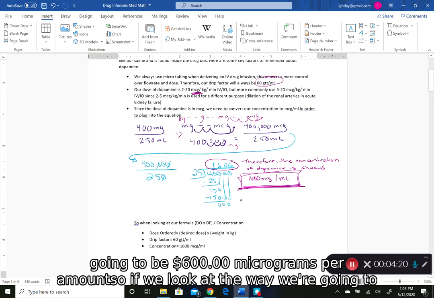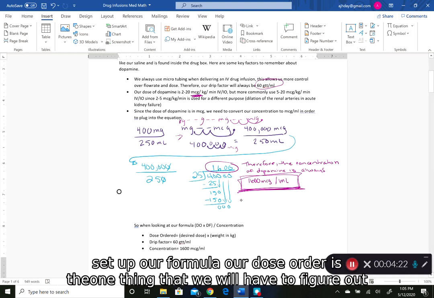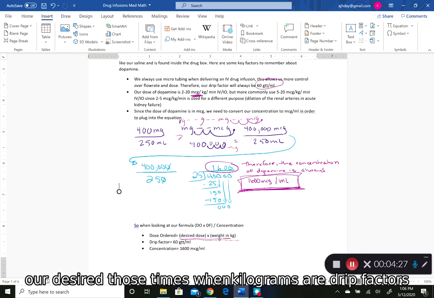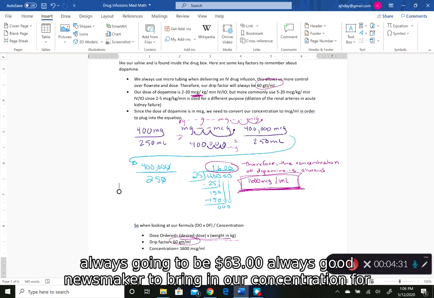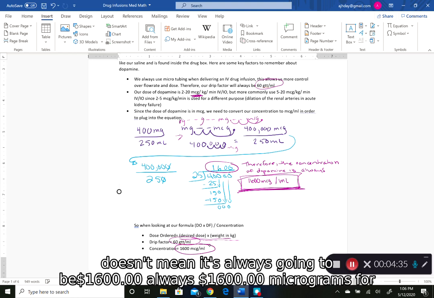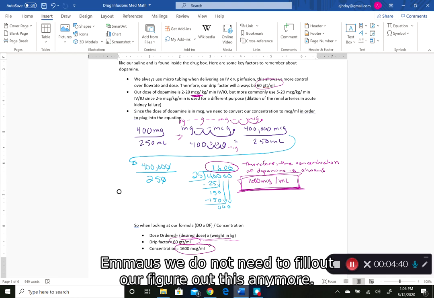So if we look at the way we're going to set up our formula, our dose ordered is the one thing that we will have to figure out, our desired dose times weight in kilograms. Our drip factor is always going to be 60 because we're always going to use microtubing. And our concentration for dopamine is always going to be 1,600. It's always 1,600 micrograms per ml. So we do not need to fill out or figure out this anymore.